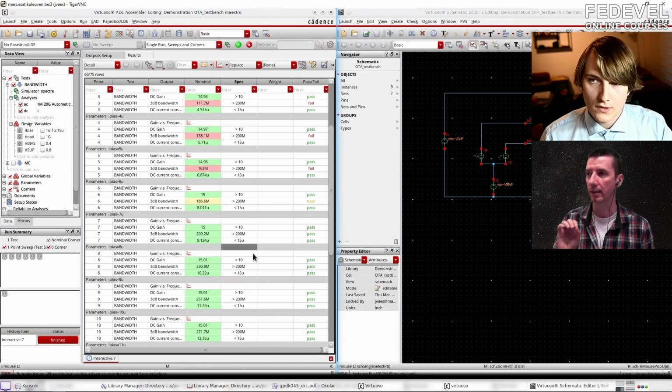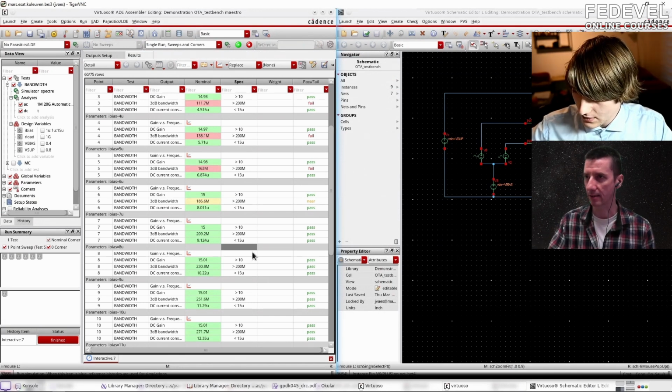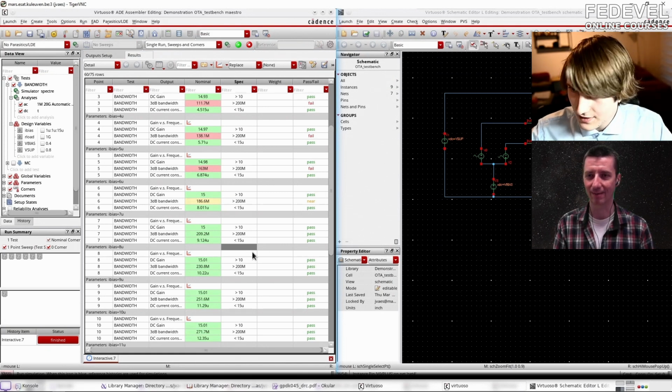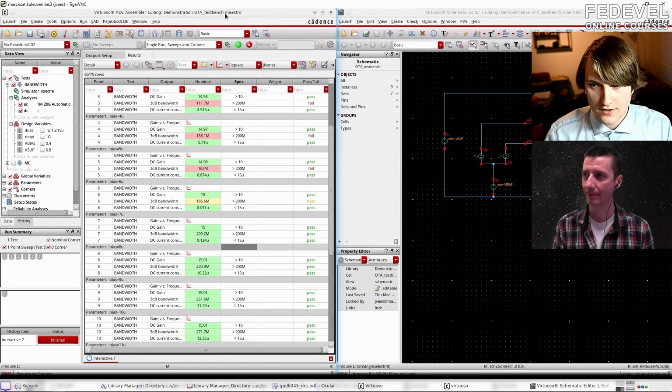Okay, I have a question. Okay, so what kind of tool are you using? This is Cadence, but it's not like Allegro or something. No, this is Virtuoso, which is their analog IC environment.